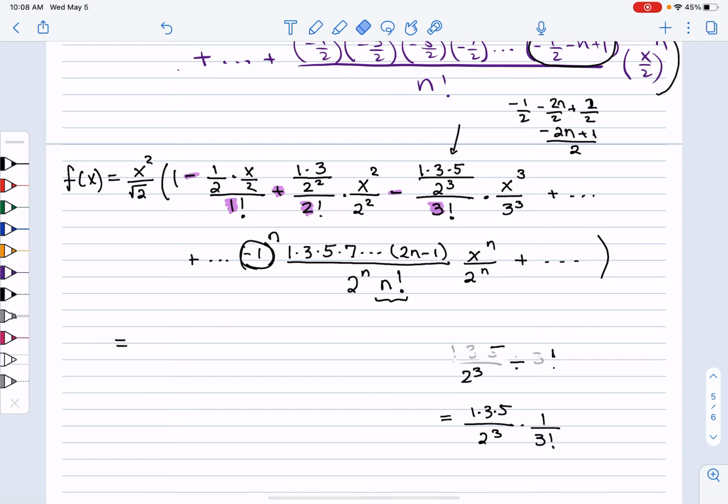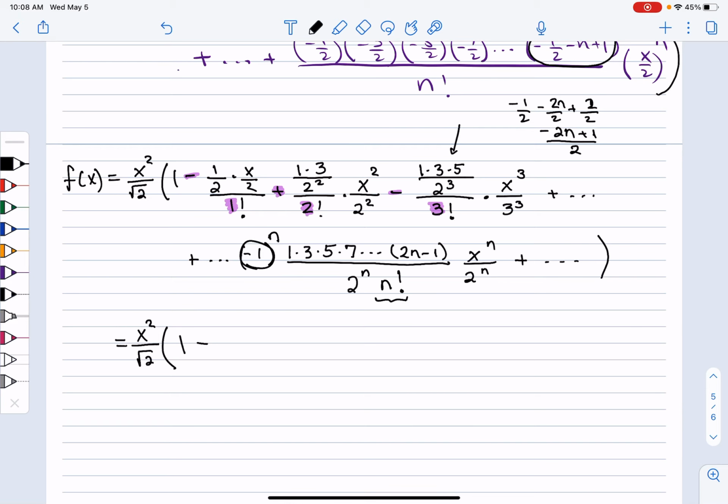So we can go back and clean this up a little bit more. We're almost done. I know it's a long example. We're going to have x squared over radical 2. We're going to have 1 minus x over 2 squared times 1 factorial plus 1 times 3 times x squared over 2 squared times 2 factorial times 2 squared.